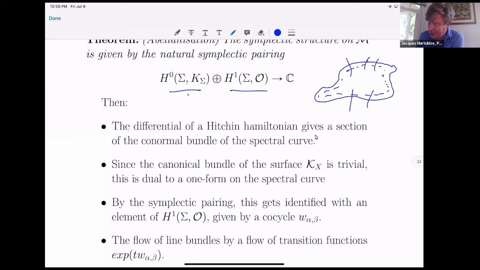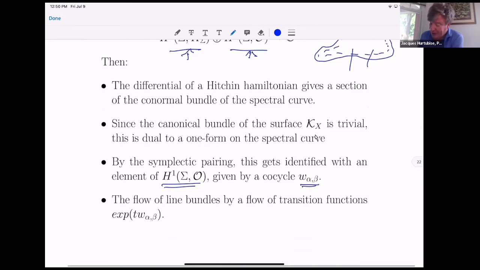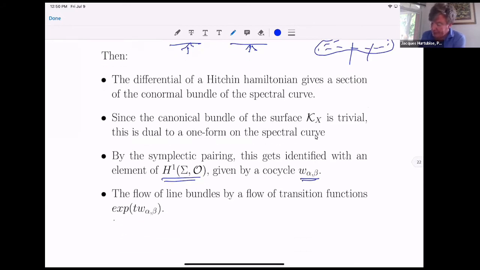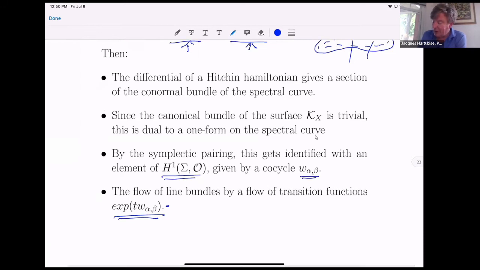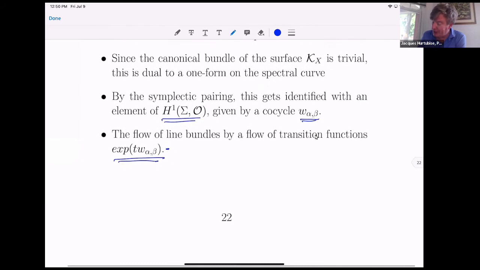Okay, so now you're in this space, or in its dual rather. And by the symplectic pairing, it'll get identified with a cocycle, an element of the H1 of the, and this can just be given by a cocycle, and then you'll get an explicit flow, basically, of line bundles, integrating your Hamiltonians just by tensoring the line bundle, multiplying the transition functions by these cocycles, they're exponentials.